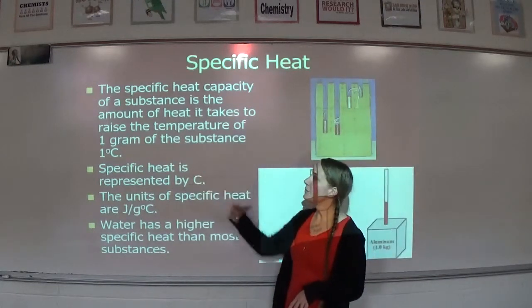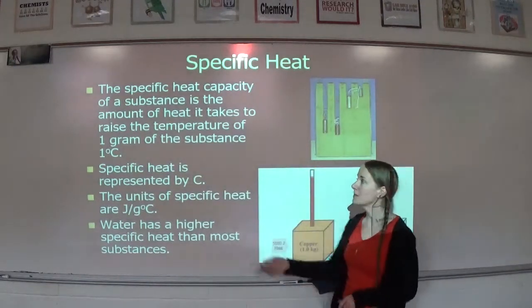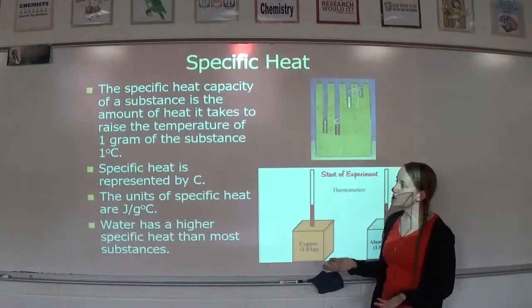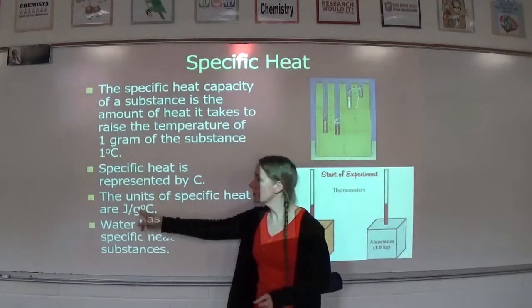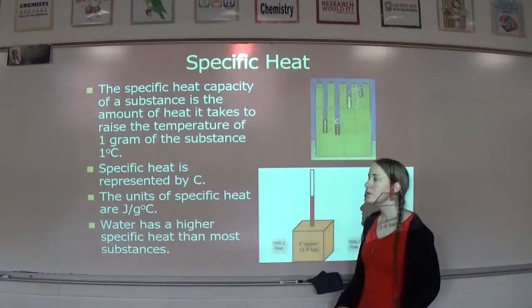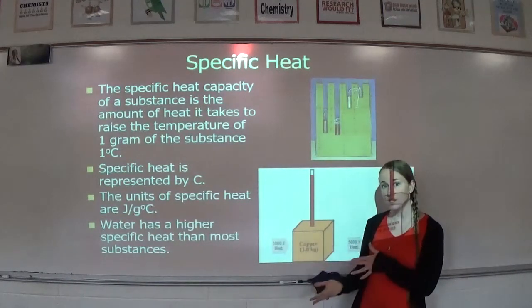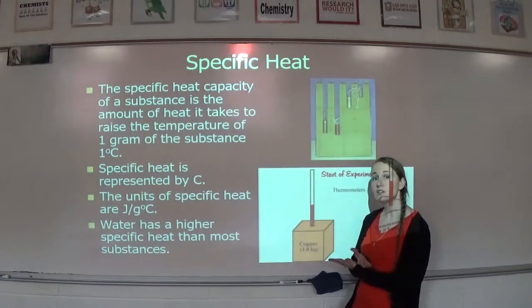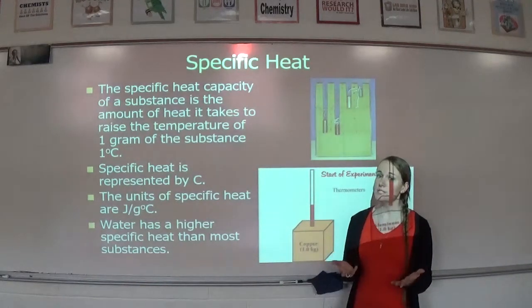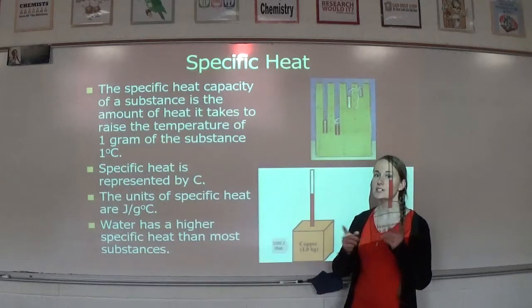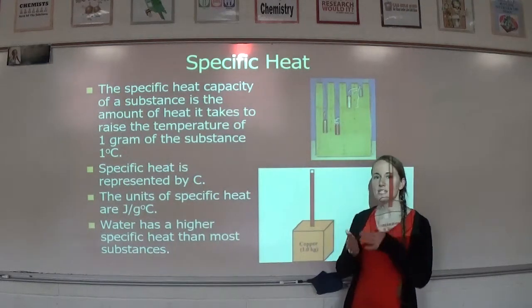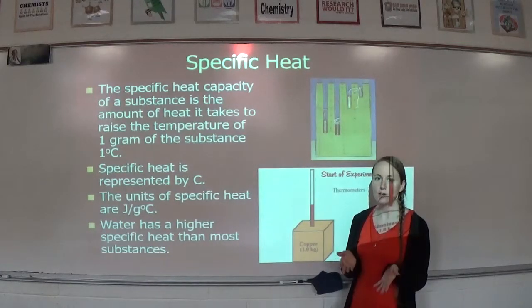So specific heat capacity or specific heat is represented by a C. So if you remember capacity and C. The units for specific heat are joules per gram degrees Celsius. However, sometimes you'll see joules per gram Kelvin, and it actually doesn't matter which one you use. They can be used interchangeably here, and the only reason why is because we're looking at a change in temperature when we talk about heat. And so a change in Celsius and a change in Kelvin are the same thing.